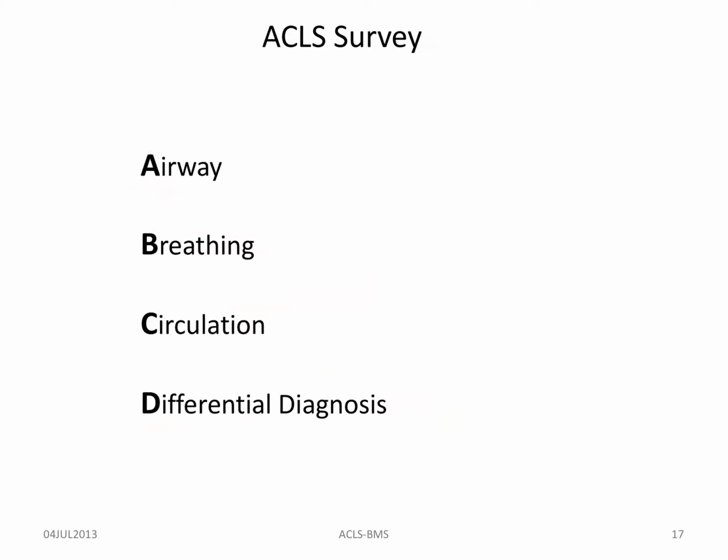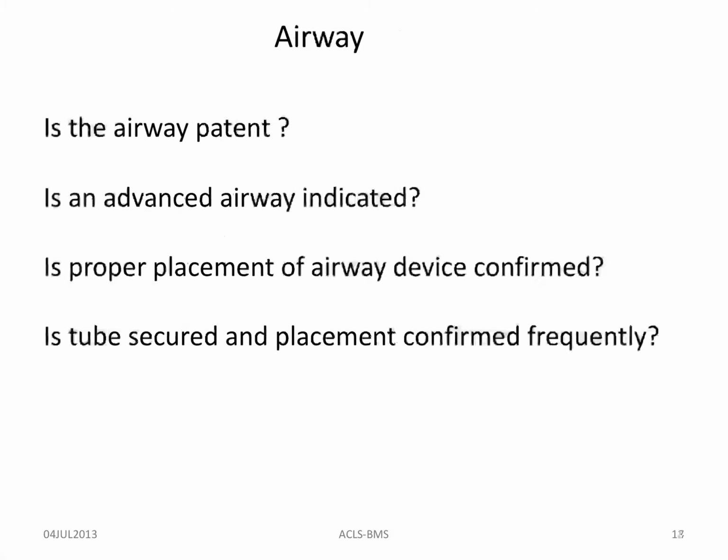Now, the ACLS survey shows that the steps are airway, breathing, circulation, and a differential diagnosis. The first and foremost is airway. Now, a lot of modifications have been done where they say do the circulation first, do the breathing first, but still this holds pretty much good universally, where you try to secure the airway first, then initiate breathing for him, and then look at his circulation and try to find out the cause of his unconsciousness or breathlessness.